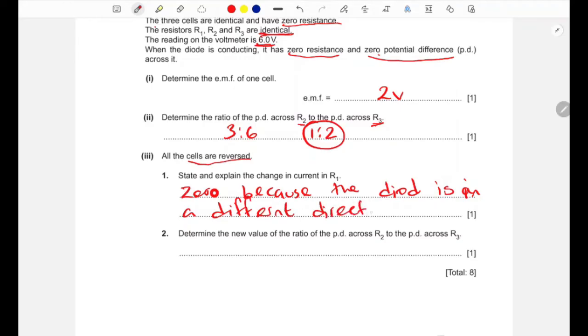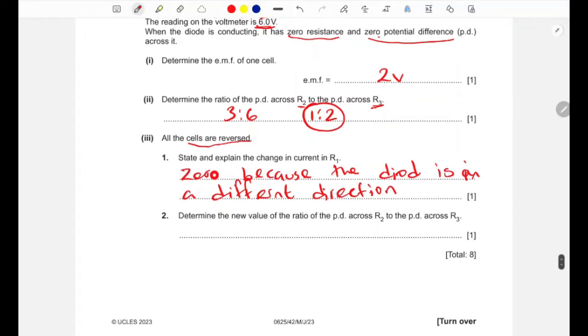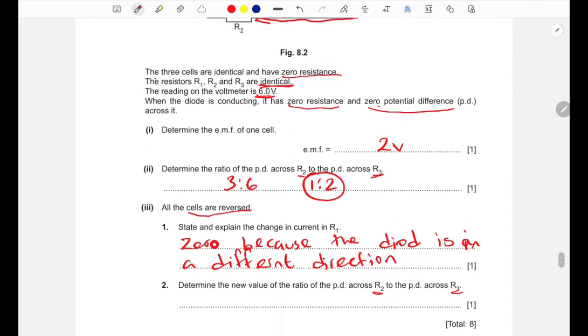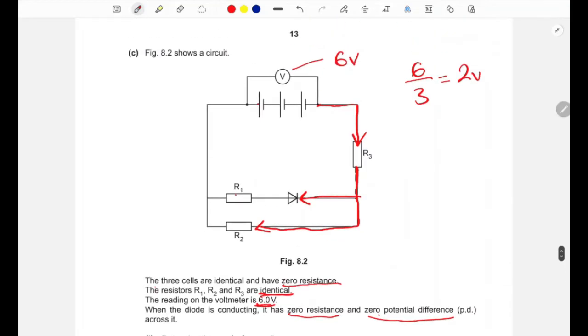So therefore it would not allow the current to flow through to R1. Determine the new value of the ratio of the PD across R2 and R3. So now this pathway is removed, so current will not be passing through this. So now let me use another color, and the flow of current is going to be like this.